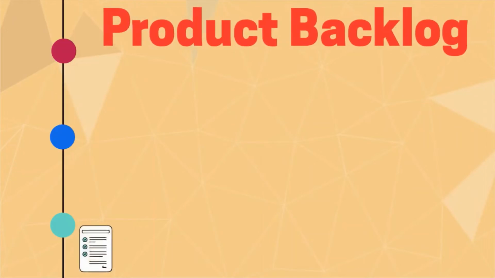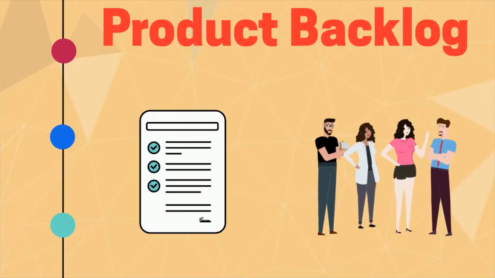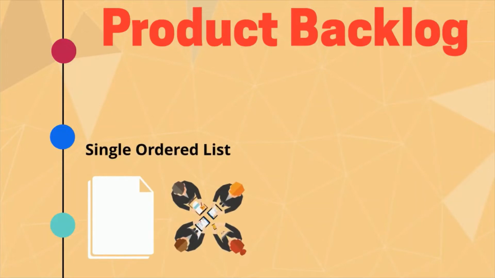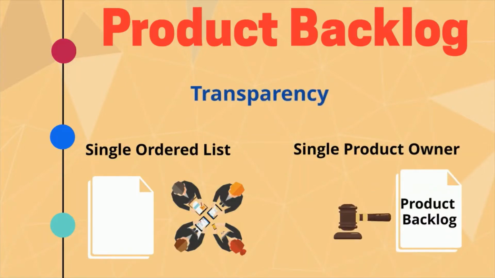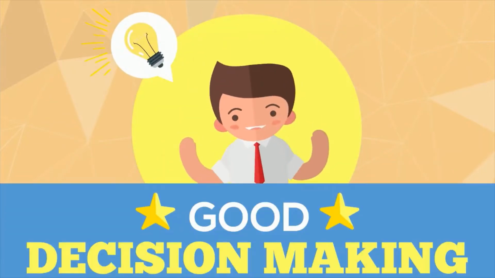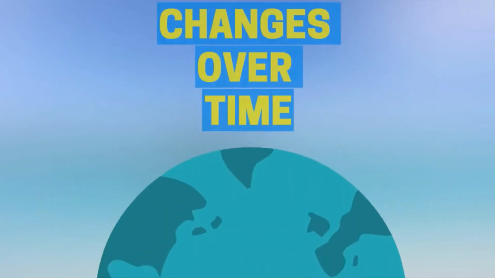The product backlog is a prioritized list of things we'd like the development team to work on in relation to the current product. Having a single, well-organized list makes organizational priorities visible to all internal product stakeholders. A single product owner is responsible for the ordering of the product backlog, which provides transparency to the organization about the decision-making process. The product backlog is a dynamic artifact, which means it changes over time.